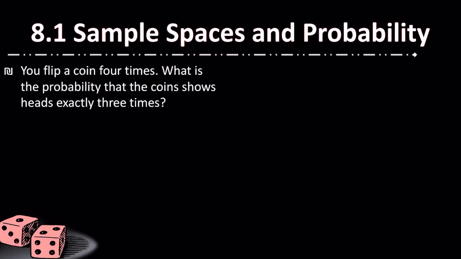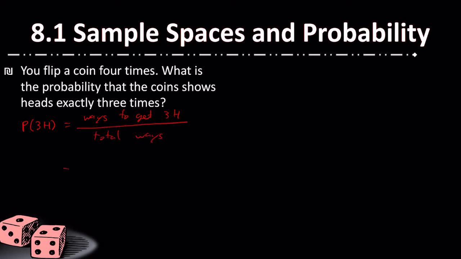Alright, so let's try an example. You flip a coin 4 times. What is the probability that the coin shows head exactly 3 times? Alright, so we want the probability that we get 3 heads. So that would be the ways to get 3 heads over our total ways.